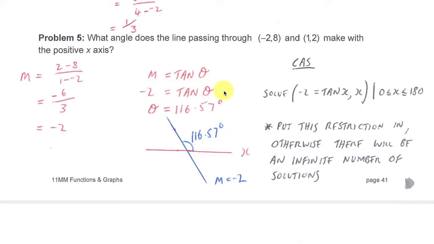Now you remember a little bit from circular functions last year that possibly this could produce an infinite number of solutions, because with the unit circle we keep on turning around and around an infinite number of times, meaning that an equation like this will have an infinite number of solutions. But what we can do when we use a solve is put a domain restriction in place. So here we're putting in the line, and we've got -2 equals tan of x, comma, x, given that x is between 0 and 180 degrees.